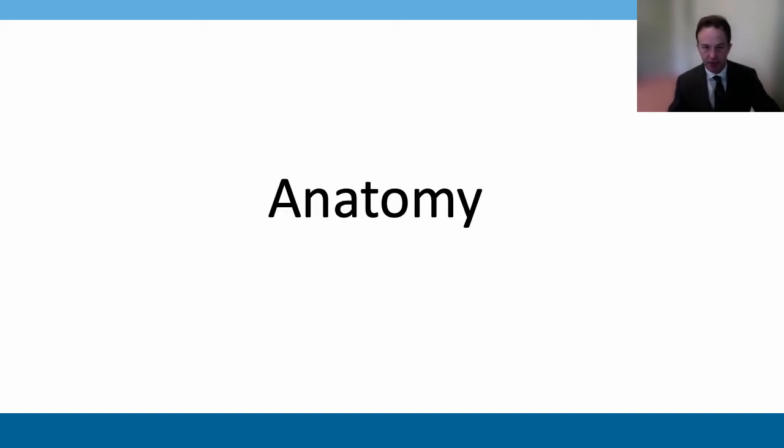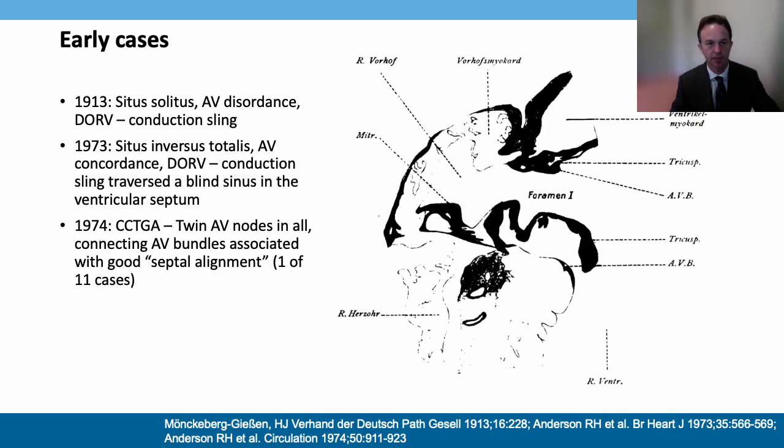Beginning with the anatomy, I want to describe three specific features of twin AV nodes. First of all, are there two AV nodes in a given patient? Number two, do the AV nodes themselves connect to an AV conducting bundle, which is important for reentrant SVT? And finally, do the AV bundles connect to each other in the form of a continuous conduction sling? All of these things are really important from an anatomical perspective and have been described in the literature.